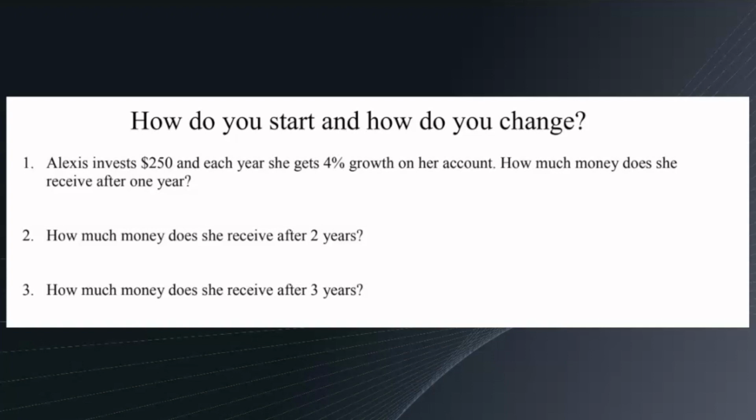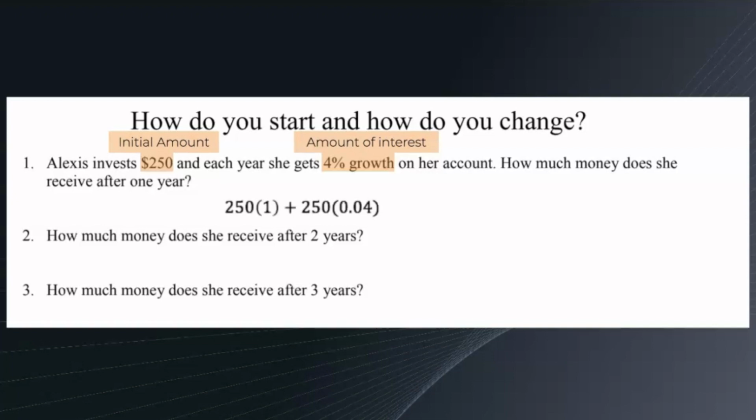So to begin with, Alex invests $250 and each year she gets 4% growth on her account. How much money does she receive after 1 year? So her initial amount is $250 and the amount of interest that she's going to earn is 4%. So here we can see that she's going to have 100% of the $250 plus she's going to get 4% of $250.